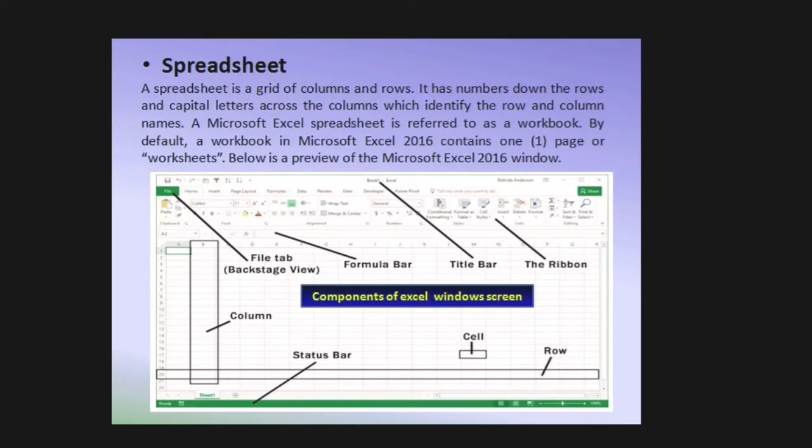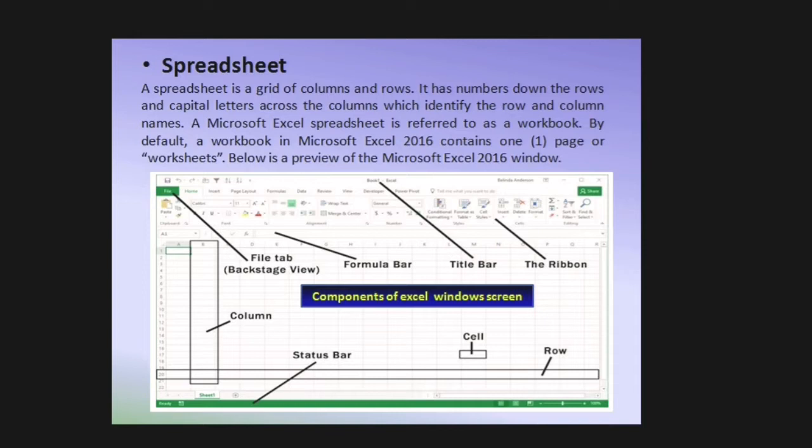These are the components of the Excel window screen. The top bar is the title bar. It shows the name of the file, and the minimize, maximize and close buttons also. After that, this is the File tab. Through this, if you want to create a new file, open a file, save as, print, prepare, send, and so many commands, it will display them. After that, this is the ribbon.